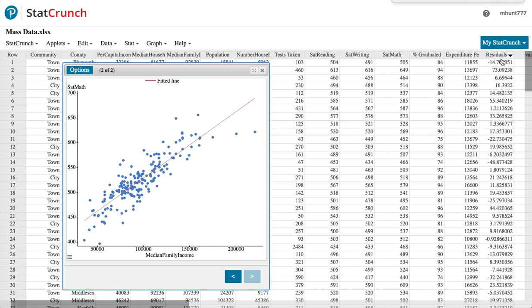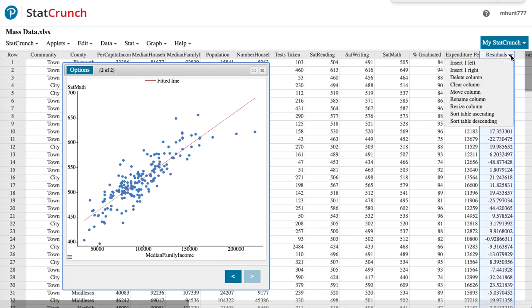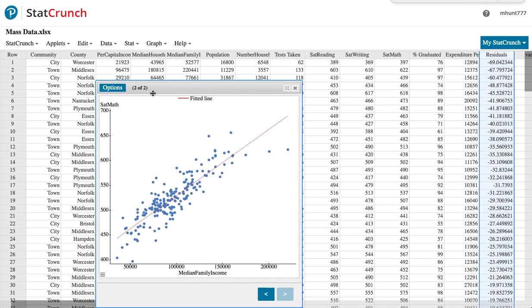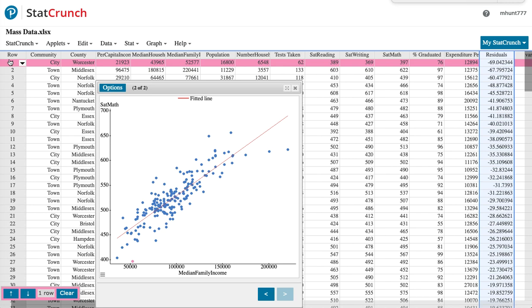Another thing you can do, since you saved the residuals, is you can go over to the column of residuals, and you see this little arrow? You can pick Sort Ascending. So that's from the smallest to the largest. So the negative residuals are going to come up first. So the most negative residual is a residual of minus 69. And let's check and see what city that corresponds to. We're going to scoot this down a bit. That corresponds to Worcester.